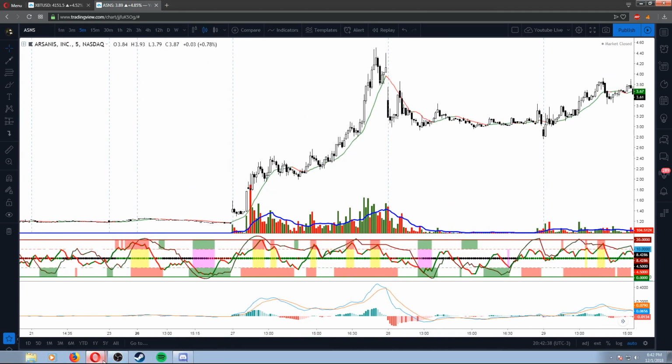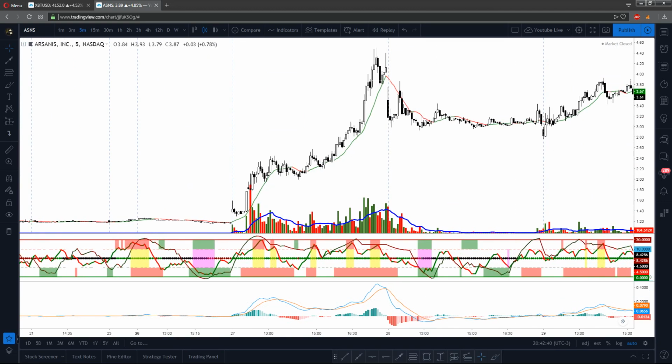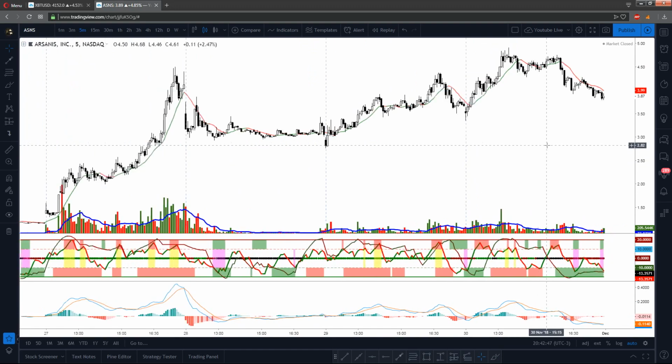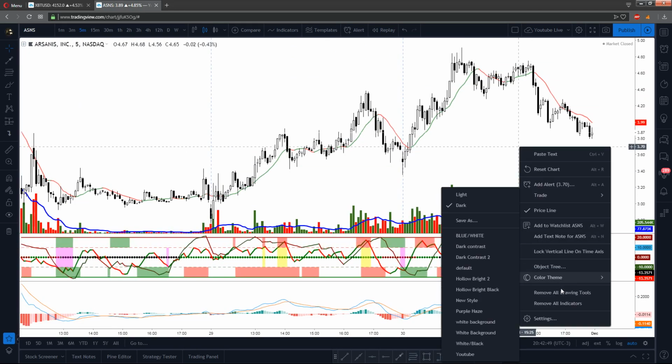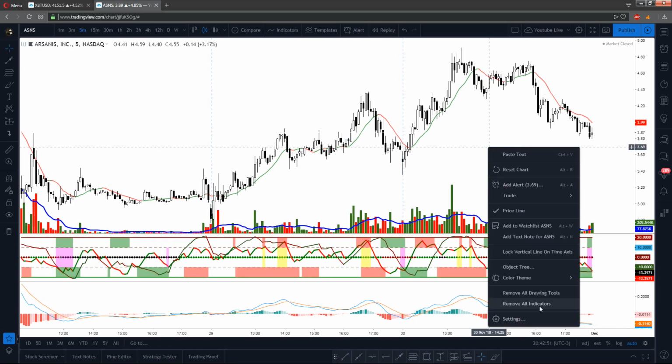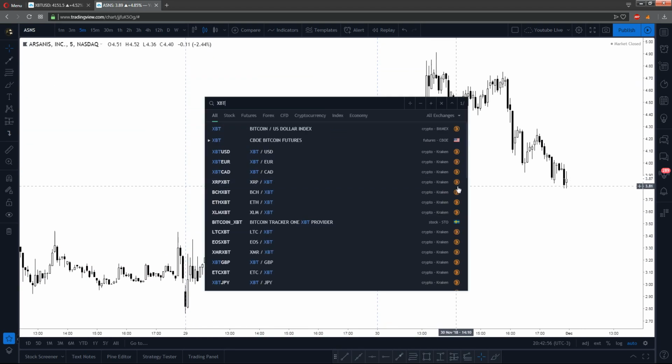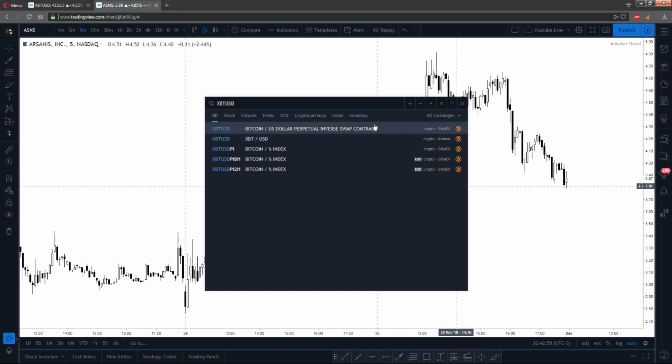So that is it for the stock trading setup. Now I'm going to go over the second technique that I've been using on Bitcoin. Let me remove everything from my chart. We're going to use the BitMEX chart.